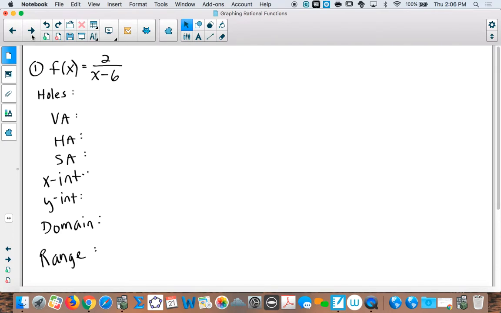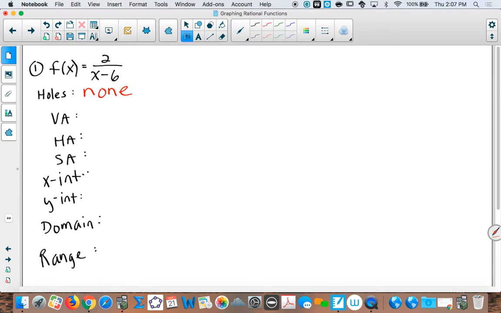All right, first example here. Remember, you also want to make sure you factor everything first if necessary. There is nothing to factor in our first example. So, holes. You ask yourself the question, are there any factors that are going to cancel out in the numerator and denominator? No. So there are no holes. And write the word none or no or something so that I know you actually answered the question. Don't leave it blank, because then I'll think you don't know the answer.